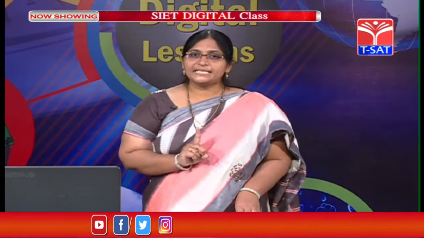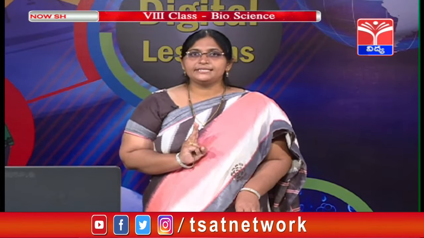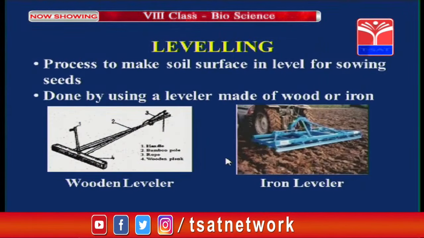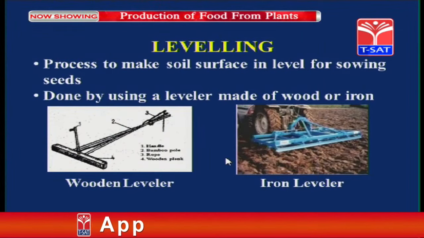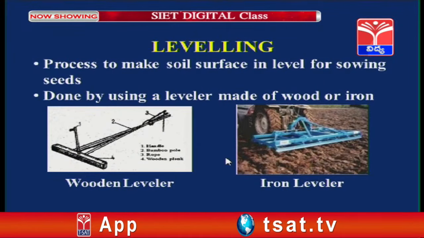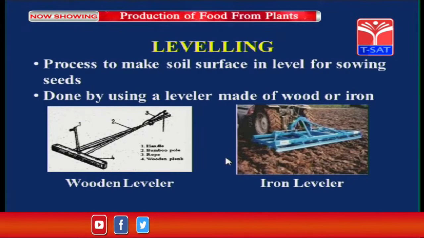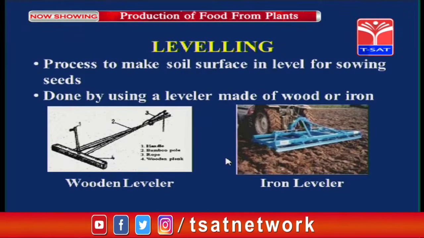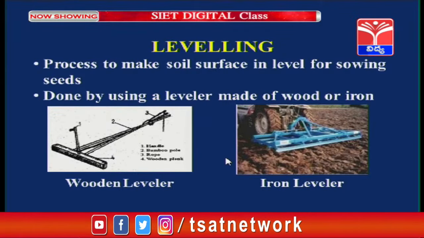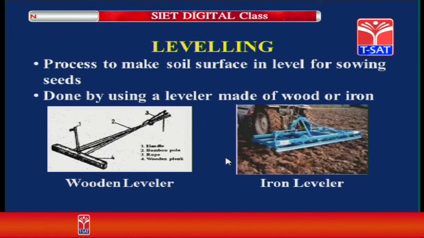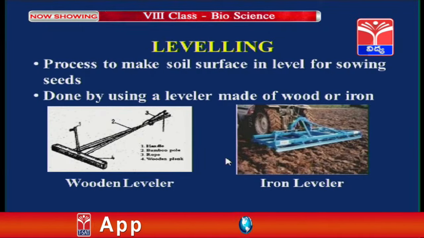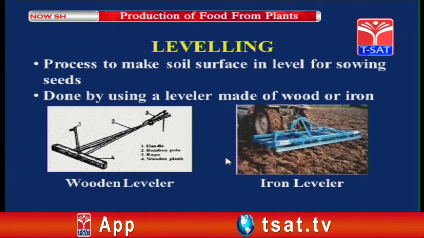Now let us go to the next step. I said that preparation of soil includes 2 stages. The first one is ploughing and the second one is leveling. Let us see what is meant by leveling. After the process of ploughing is done, the soil will have ups and downs. So to make the soil surface level, it is done with a machine called a leveler. In this slide you can see, children, the leveler is made of either wood or iron. A wooden leveler is there as well as an iron leveler.